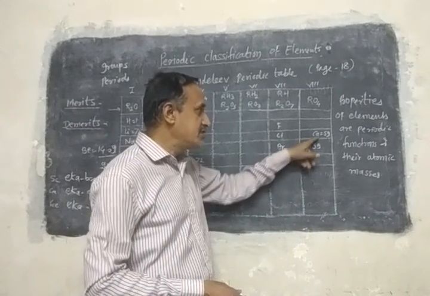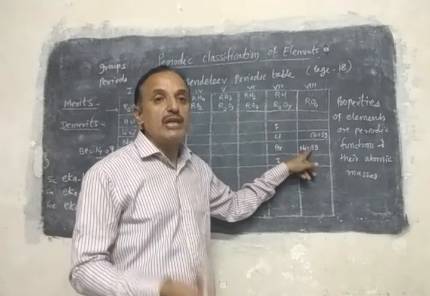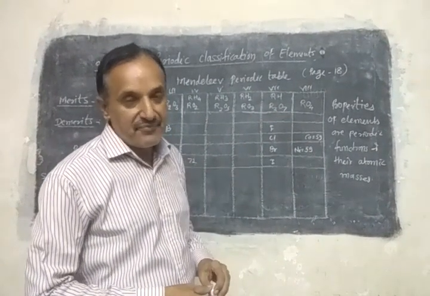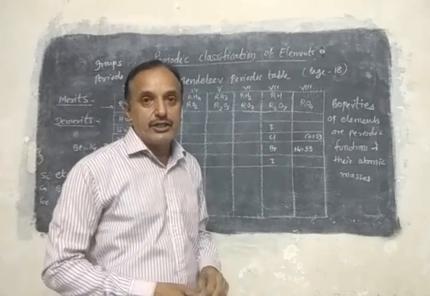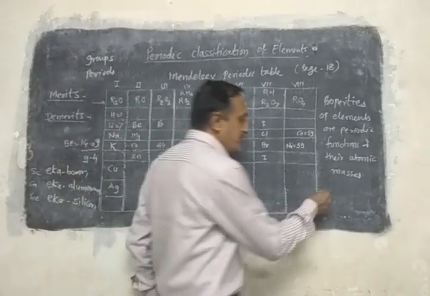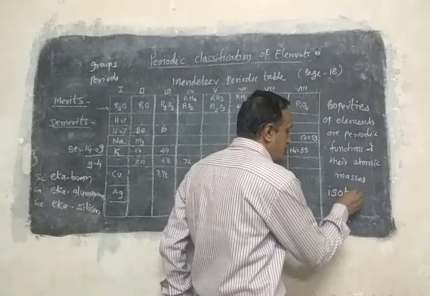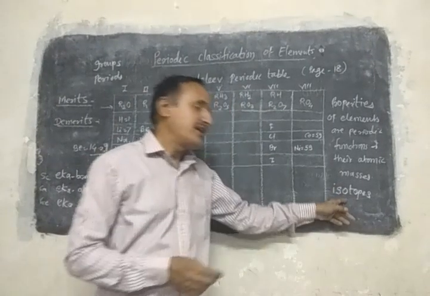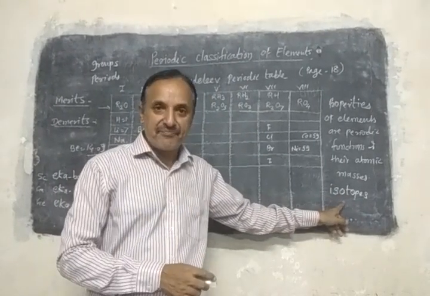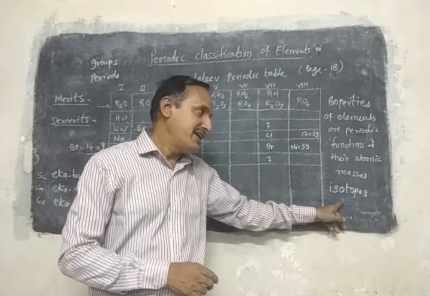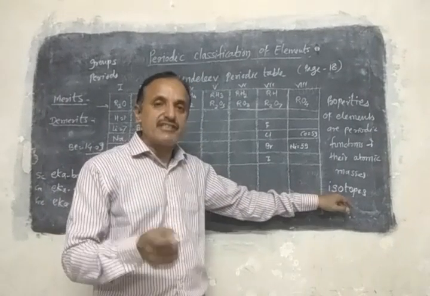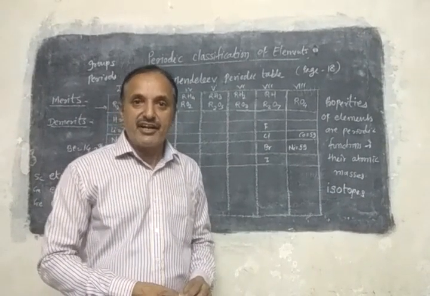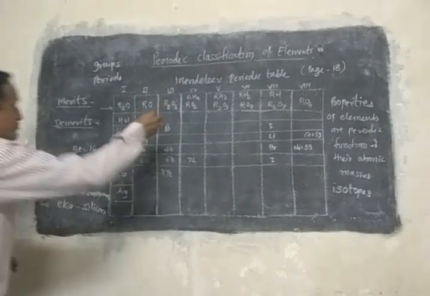So even though it is given the same atomic mass number, which element will come first was not very clear. So that was the third drawback. Now the fourth drawback is there. You know there is a property called isotope. These isotopes mean what? The different forms of the same element, having the same atomic number but a different atomic mass number.